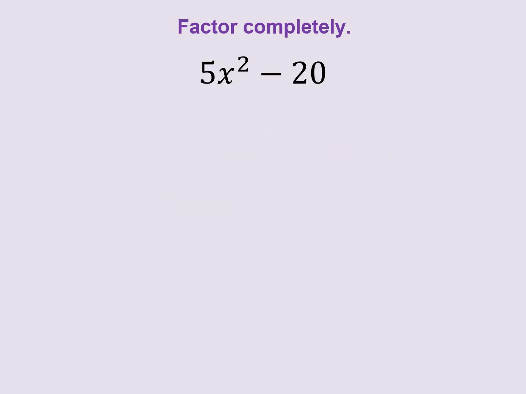Let's take a look at this one. Anything in common? Oh, there is. These have a 5 in common. That's the first thing I need to do. So I'm going to say I'm factoring out a 5. I'm not dividing out a 5. I'm factoring out a 5, which means it still needs to be written in my problem. So I factor out a 5 and I get x squared minus 4.